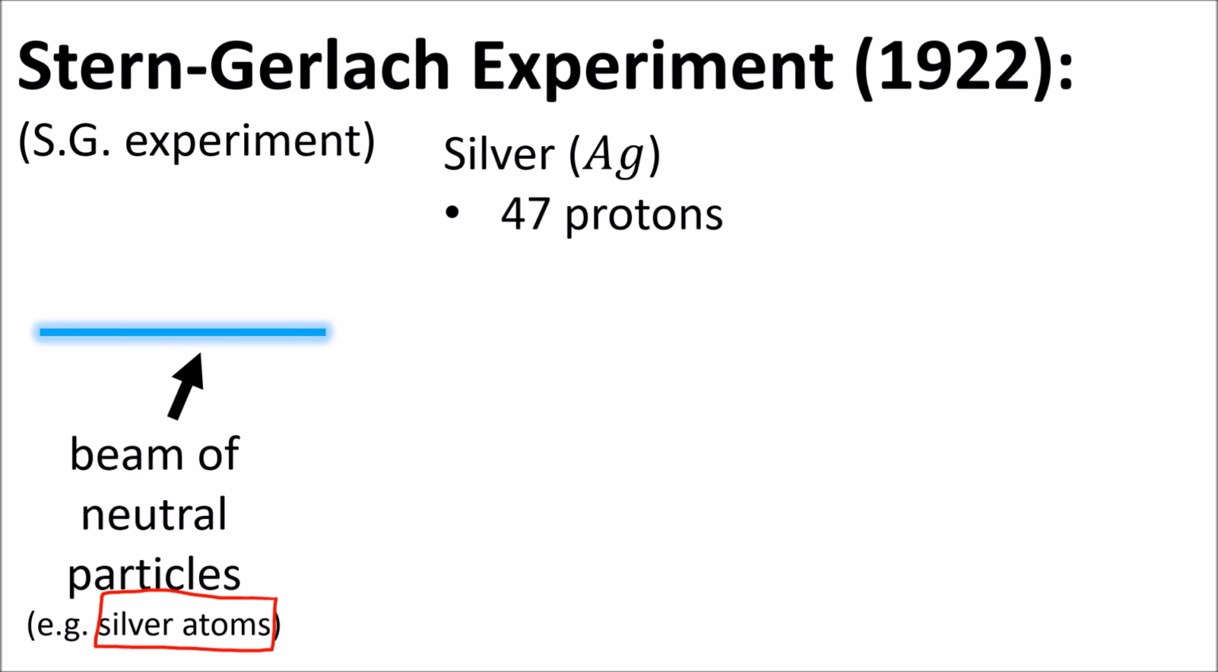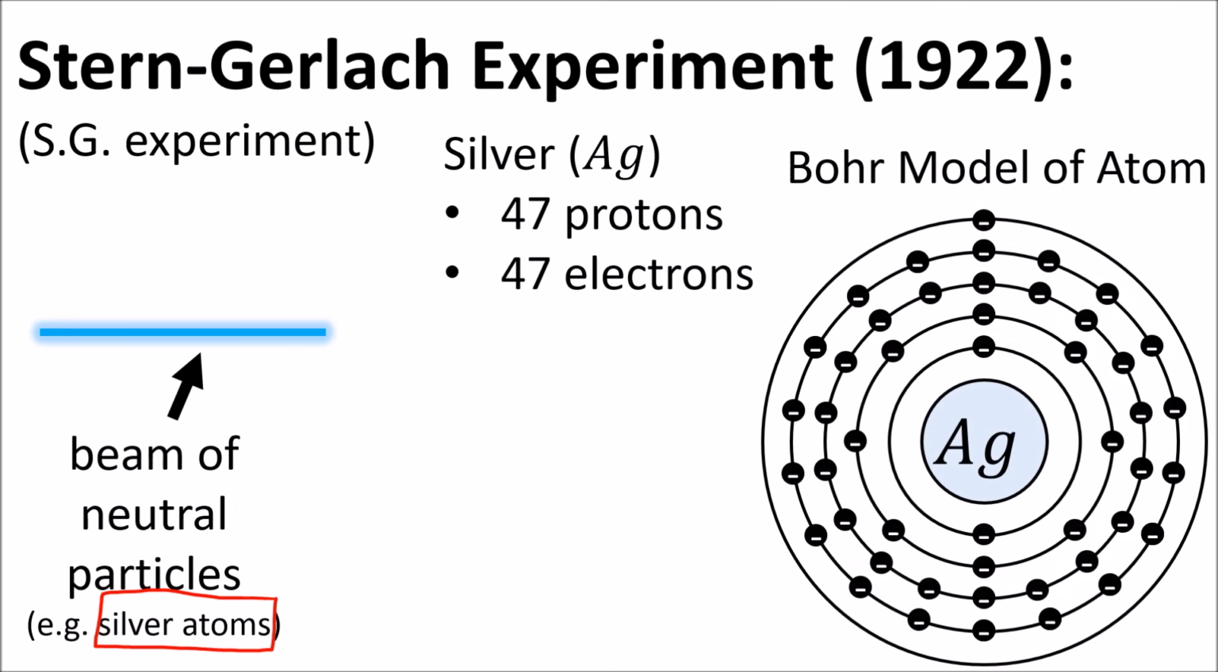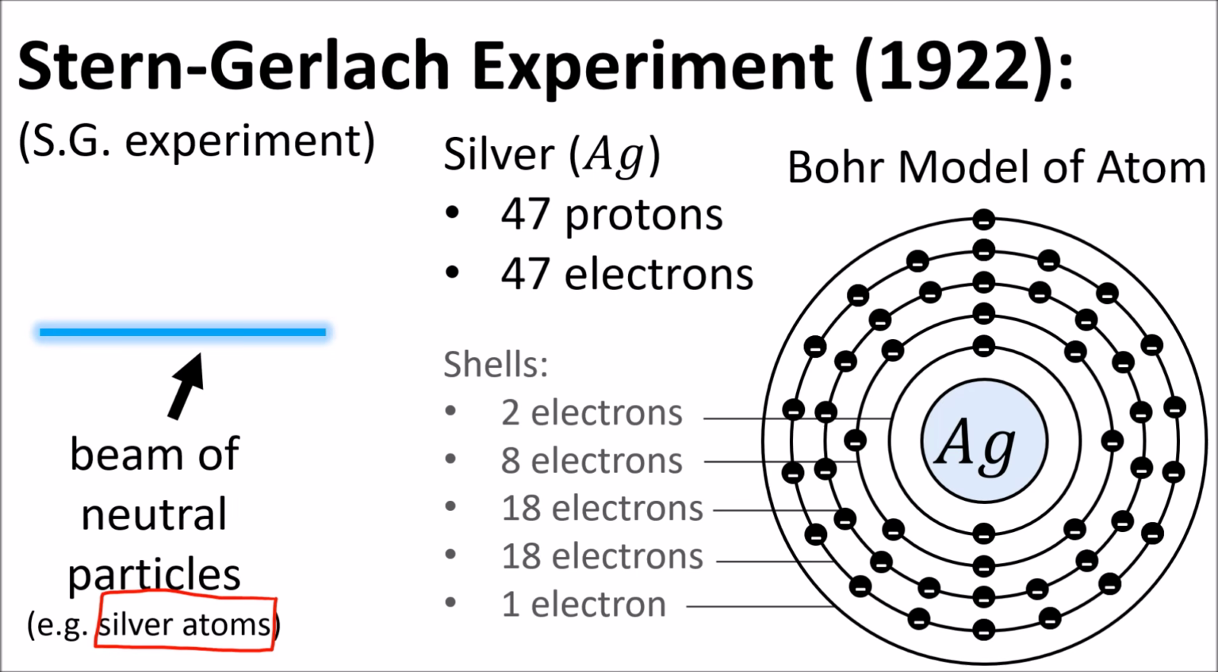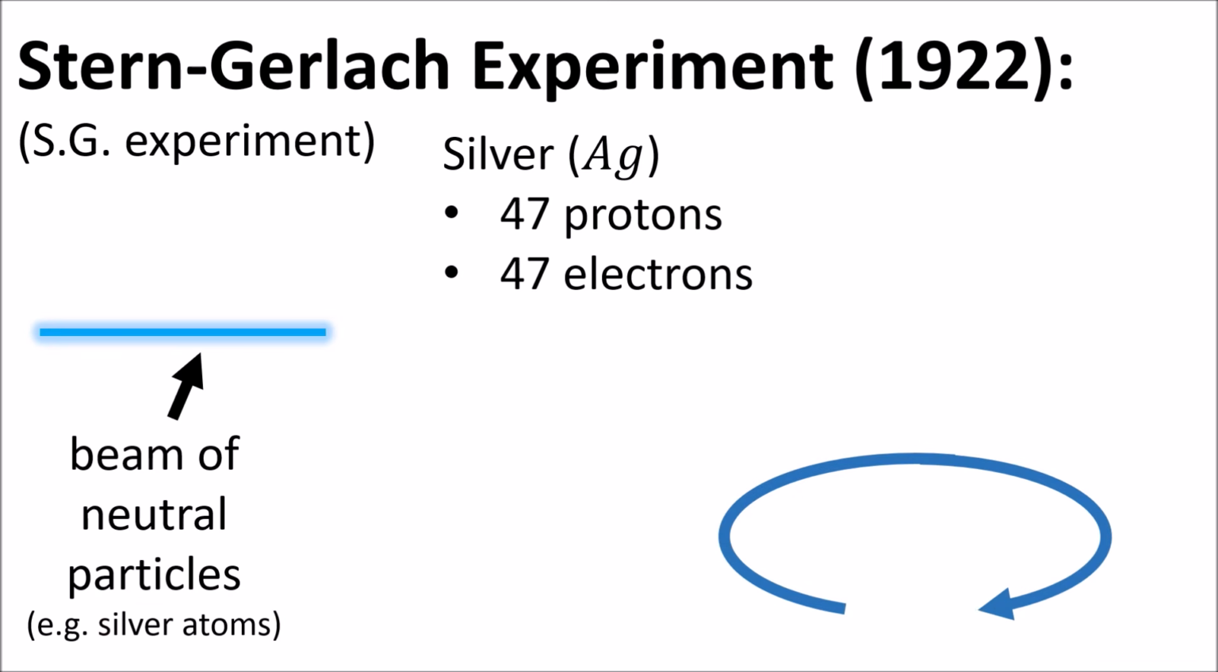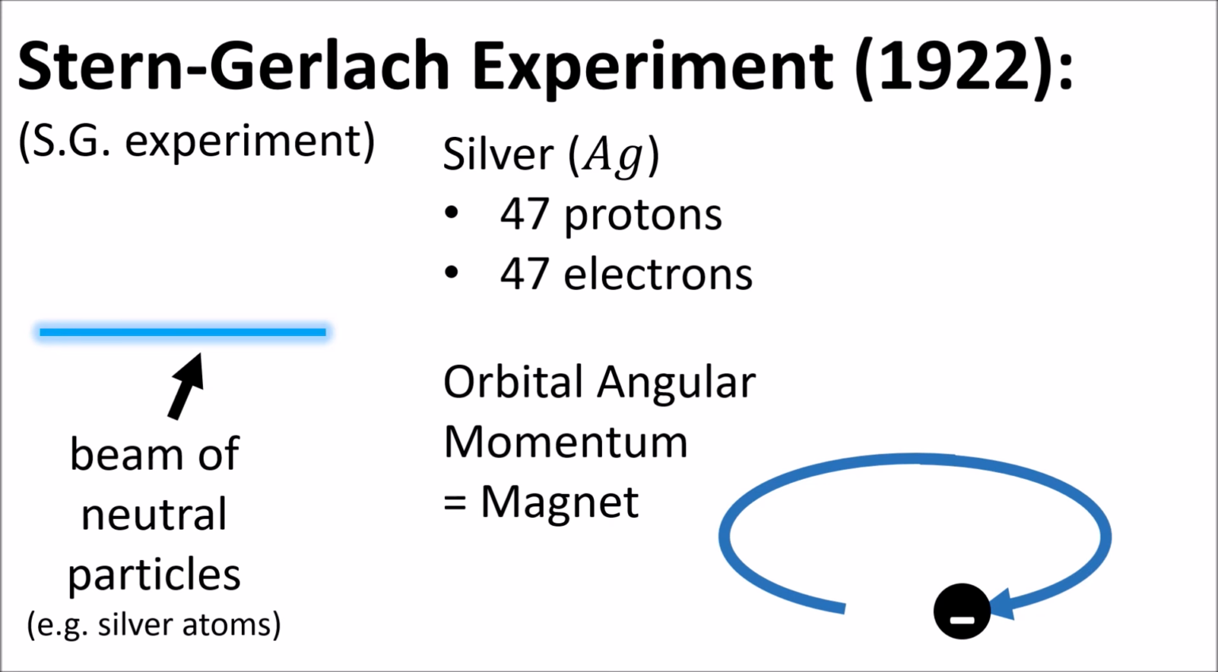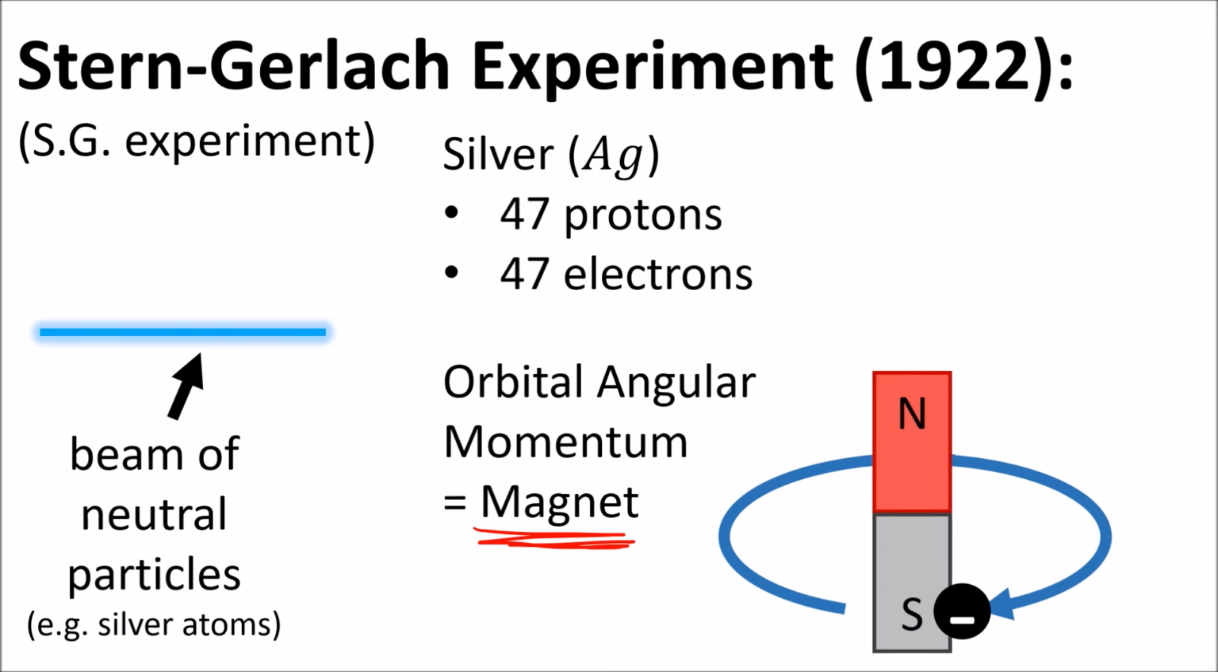Neutral atoms have an equal number of protons and electrons, so there is no net charge. Naively, you'd expect neutral atoms to be completely unaffected by a magnetic field. But the Bohr model of the atom that was developed in the early 1900s predicted that electrons orbited around the nucleus, and this small loop of electric current would behave like a magnetic dipole, or a tiny bar magnet.